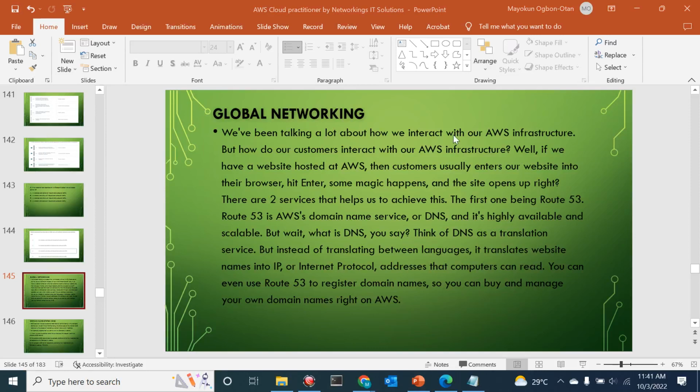So we concluded yesterday by looking at security groups, and that security groups are used on Amazon EC2 instances, while network access control lists are used on subnets, either private or public subnet. So today we are looking at global networking.